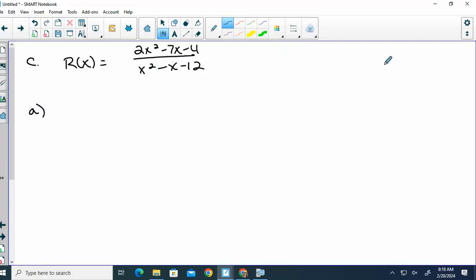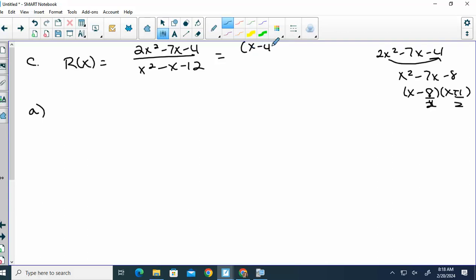Okay, so factor. The top, we can do slip and slide. So that factors into x minus 8, x plus 1, by 2. And then the bottom we factor into x minus 4, x plus 3. What do we see here?